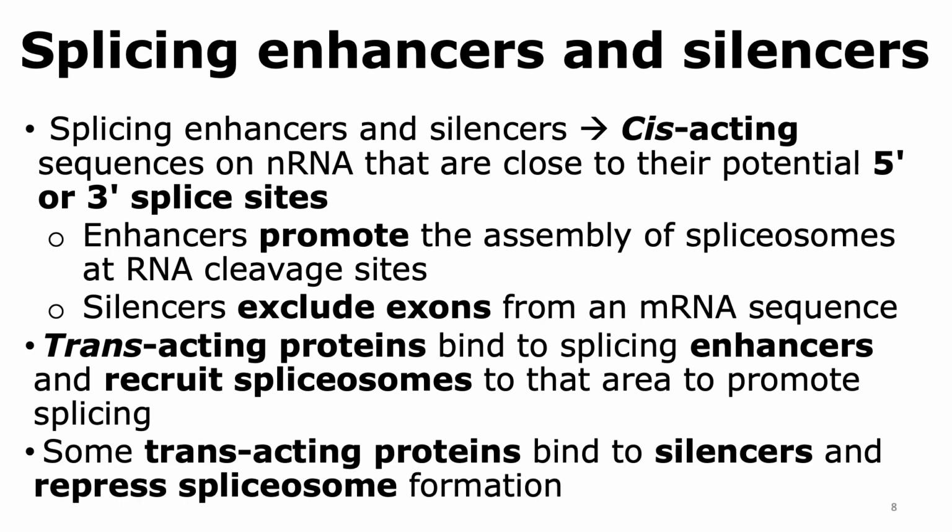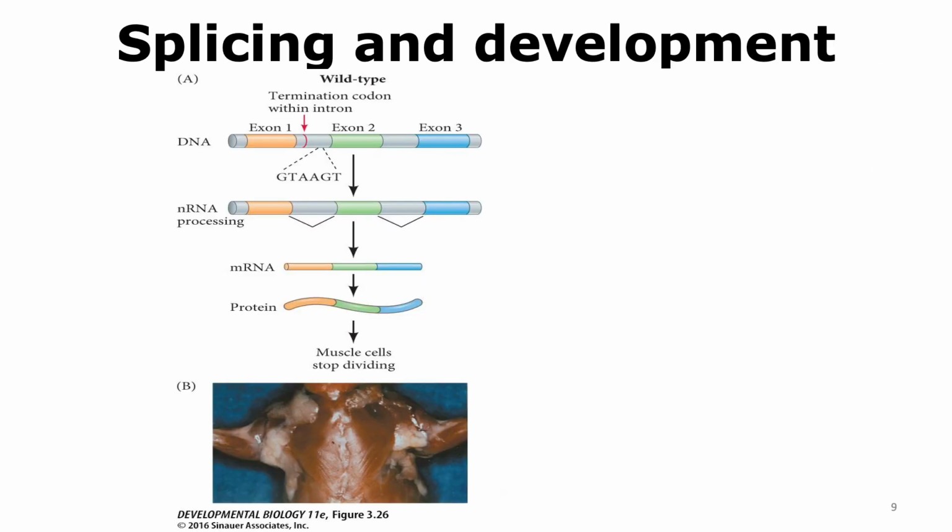It should be noted that the way some trans-acting proteins can promote splicing, we can also have some trans-acting proteins that can bind to the splicing silencers and repress spliceosome formation. Now let's look at an example where splicing can actually play a role in development.